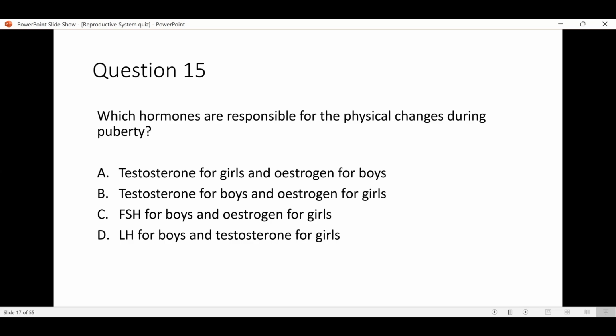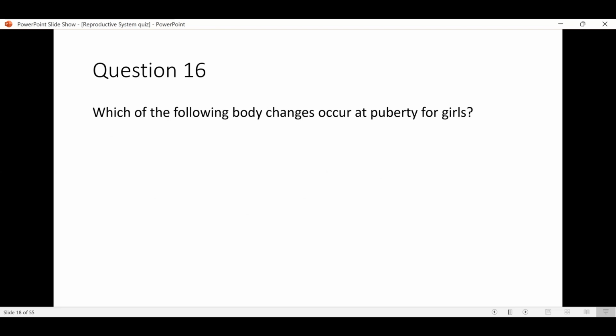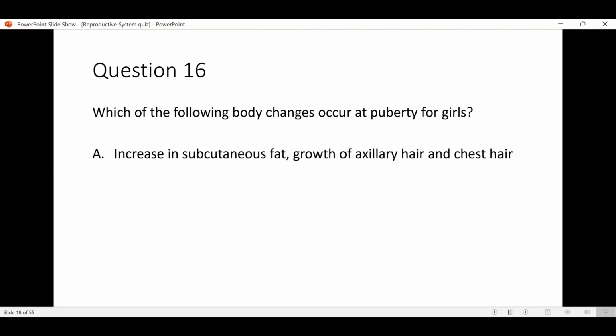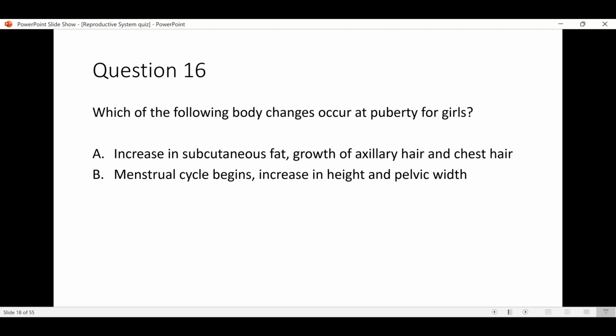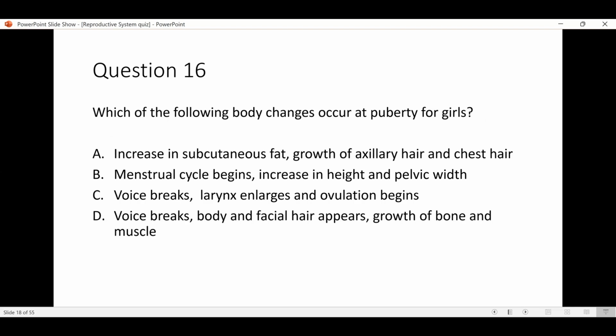Question 16. Which of the following body changes occur at puberty for girls? Increase in subcutaneous fat, growth of axillary hair and chest hair. Menstrual cycle begins, increase in height and pelvic width. Voice breaks, larynx enlarges and ovulation begins. Voice breaks, body and facial hair appear, growth of bone and muscle.